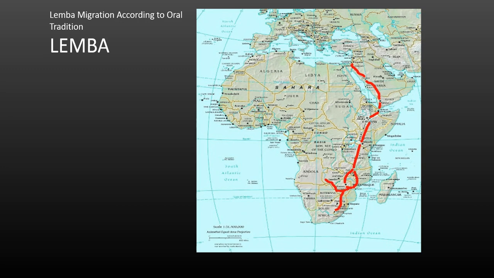So the Lemba migration, according to oral tradition: they fled from their homeland into Yemen, crossed into the Horn of Africa, and down into southern Africa. And the Lemba have a very strong history, oral history and traditions that prove they are the Hebrews. Same thing applies to the Igbo. They have a strong history and evidence of being the Hebrews.